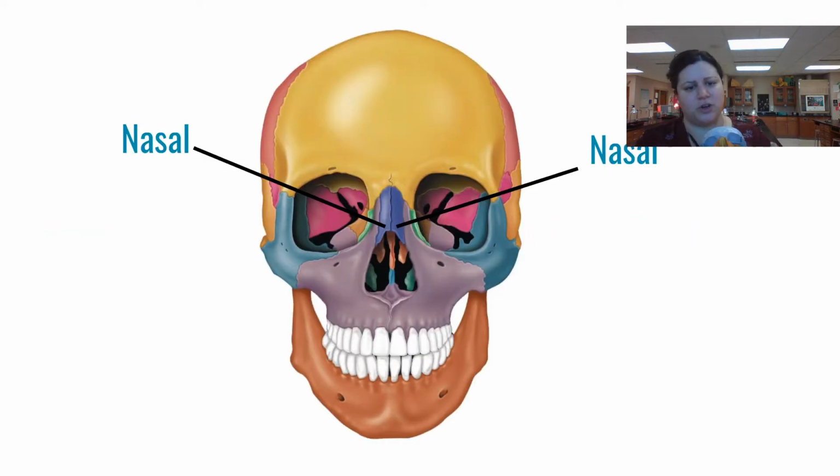So, facial bones, your nasal bone. This is the bridge of your nose. I can easily palpate it right here, my nasal bone. It's paired. That's why I labeled it twice. You have a right one and you have a left one.